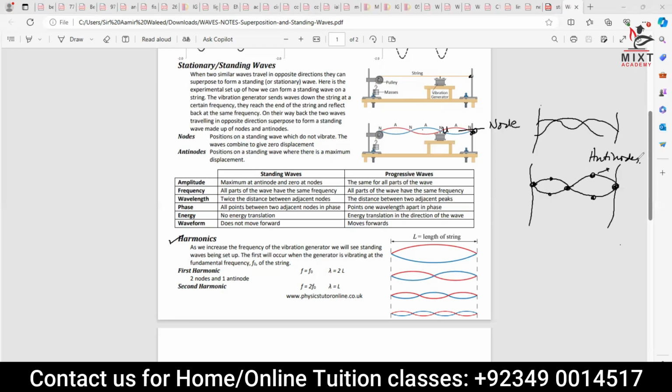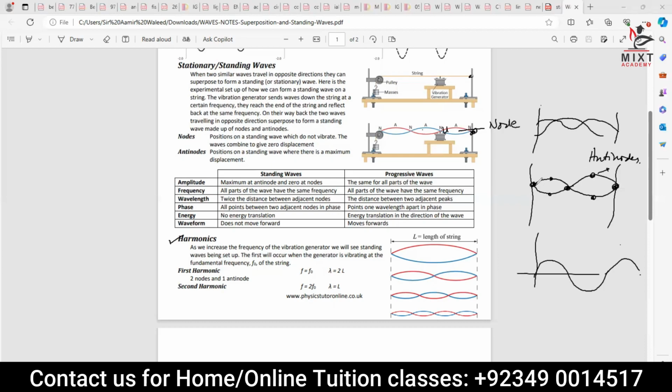Now wavelength. In a progressive wave, it is the distance between two adjacent peaks. This is very interesting. What is the wavelength in general? This is the wavelength, the distance between consecutive crests. Here we are talking in general, so I'm saying a peak, whether in trough form or crest form. On the other side, in a standing wave, the wavelength is twice the distance between the adjacent nodes.